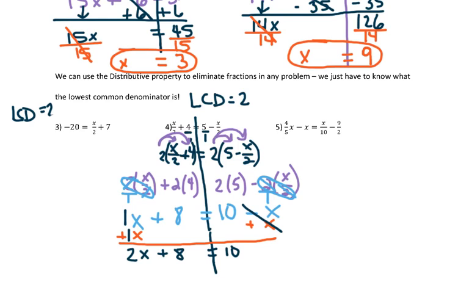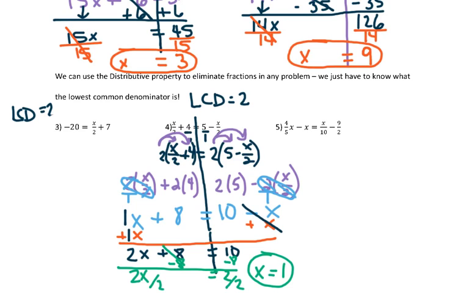I'm going to subtract 8 from both sides. So I have 2x, the 8's cancel, equals 2. And my last step is to divide both sides by 2. So x equals 1 is the solution.